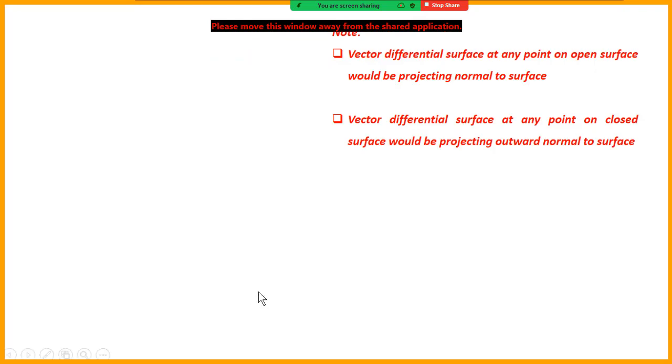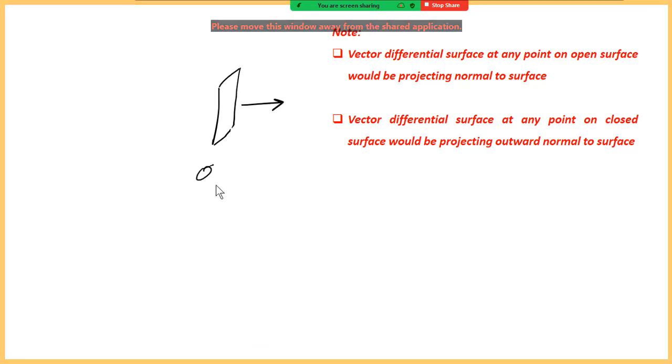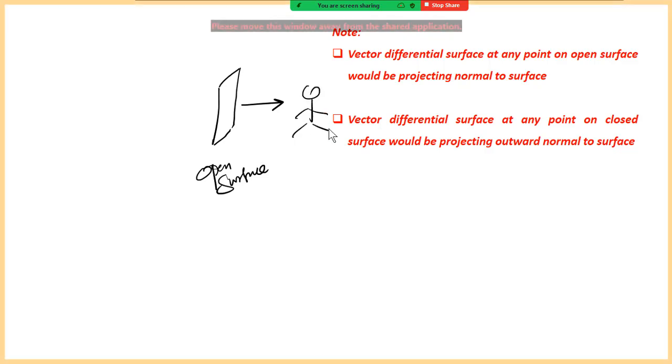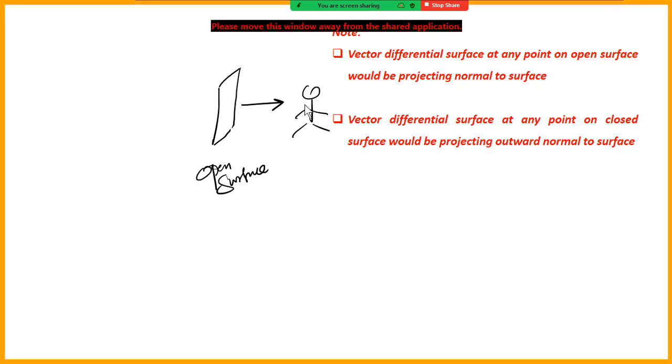Now the vector differential surface at any point on an open surface would be projecting normal to the surface. This one already I have told. Always the surface direction is perpendicular to it. This is the open surface like a screen, and what is the direction of this one? It may be coming towards you. Now you are sitting here, so the direction of the open surface is perpendicular to this one. That means it is representing towards you, or this is also perpendicular only, that means away from you. Okay, back side of the screen.